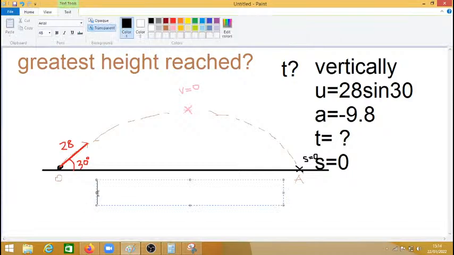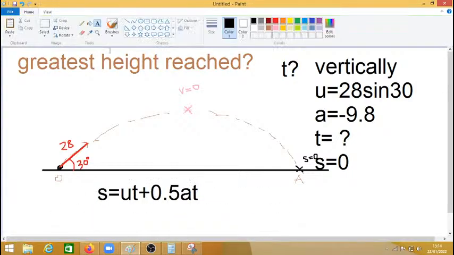S equals ut plus half at squared. Do we know everything that we need to know? The S is 0. The initial velocity we know. The time is unknown. That's fine. We can allow one unknown. Acceleration we know, and the time is the same time that was unknown. So it looks like it's good to use that formula. So we're talking vertically. Let's put in the numbers.